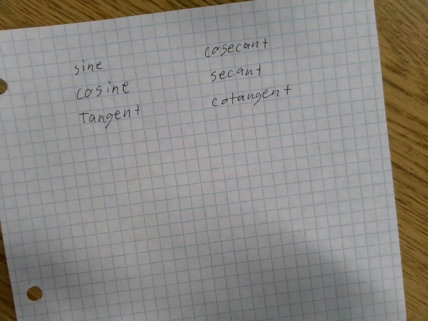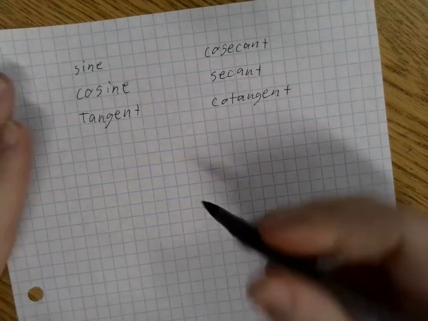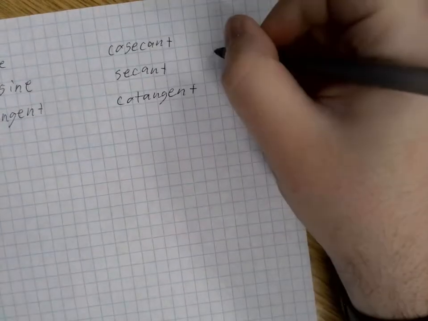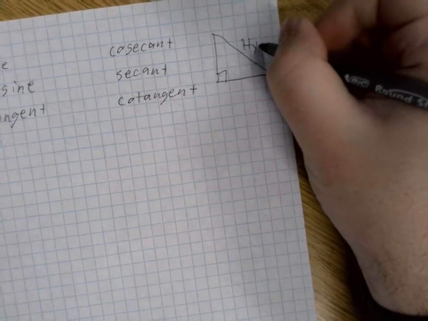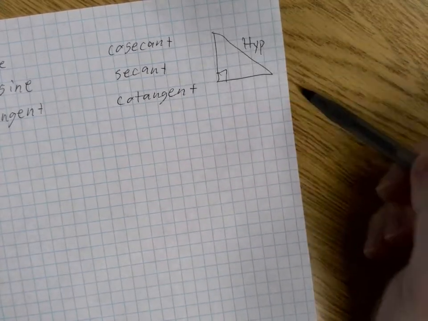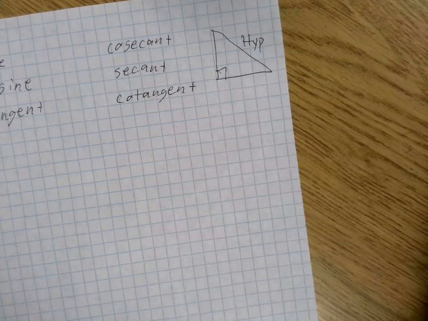Each of them is designed to be used depending on what you're given. Some require you to use what's called the hypotenuse, if you recall. If you don't remember, real quick, the hypotenuse is the longest side of a right triangle, and it's the side directly opposite the 90-degree angle.